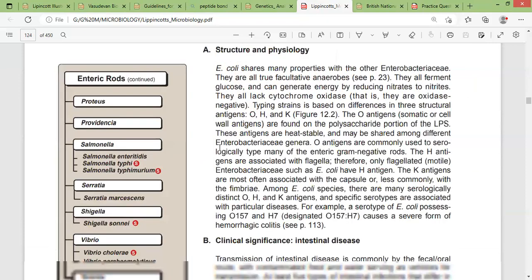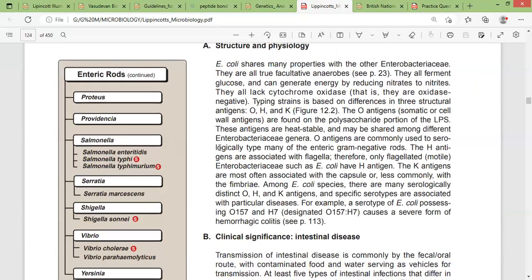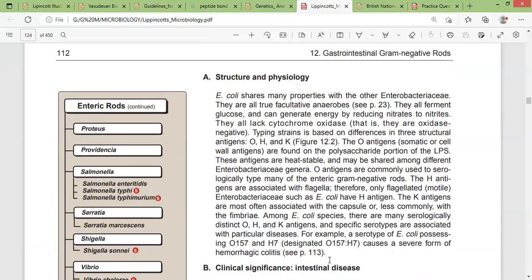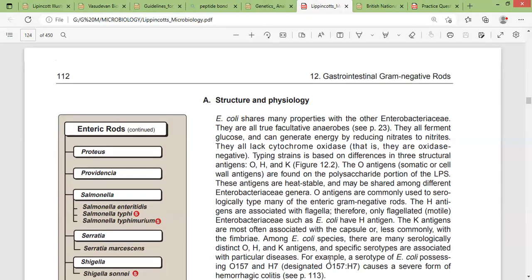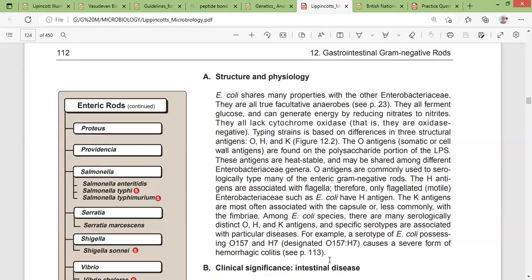First, E. coli is so broad. There are different strains of E. coli. Some cause hemolytic uremic syndrome and hemorrhagic colitis, and some will simply be implicated in food poisoning. They are facultative anaerobes, meaning they can exist with or without oxygen. They ferment glucose, and they can generate energy by reducing nitrates to nitrites. Why is this important? Because when we look at UTIs, we'll see the nitrate test and appreciate this. E. coli is also notorious for causing UTIs.